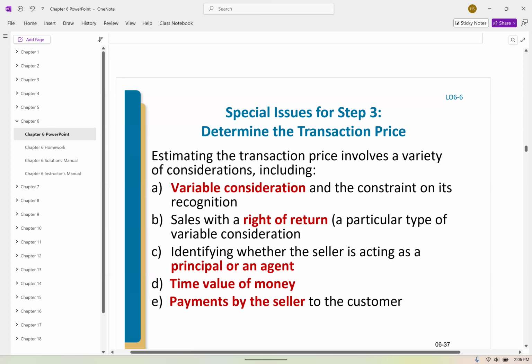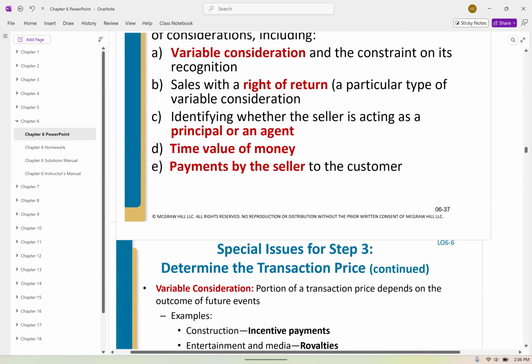You could be using some time value of money issues, especially if this contract goes over a year, 2, 3 years, then you probably want to pull some of that back to present value to find out how much that transaction is. And then everything else is just interest. Okay. And then payments to the seller.